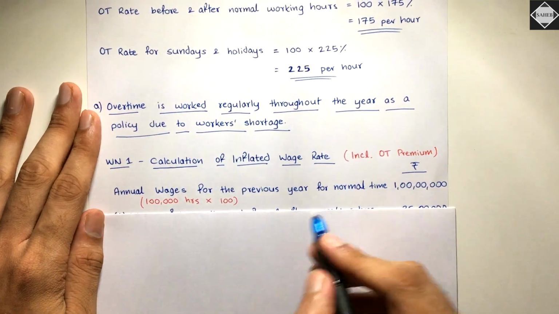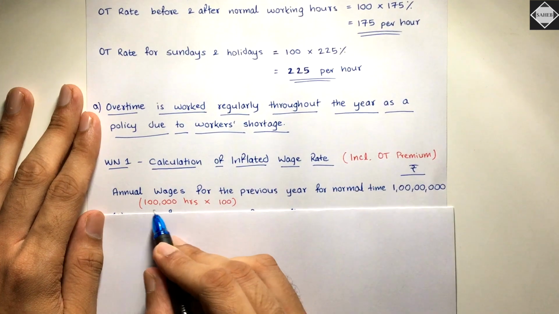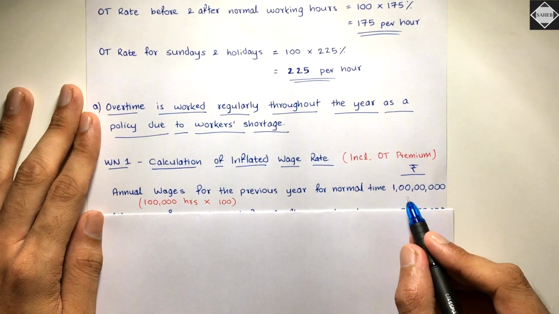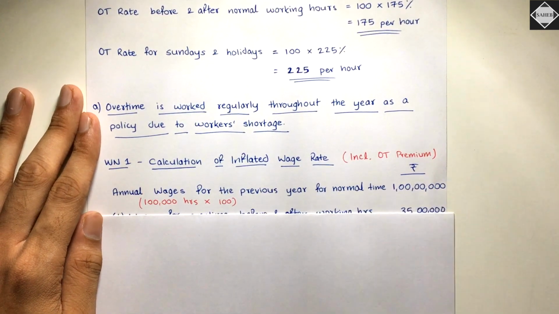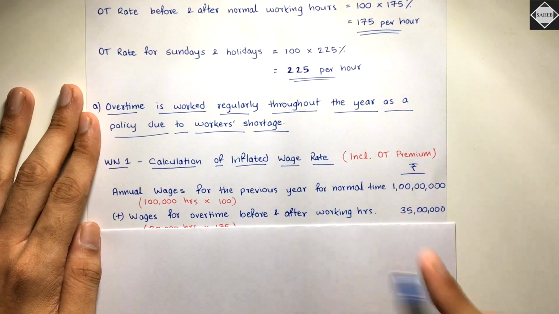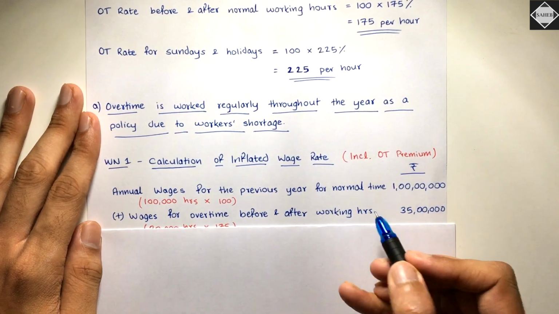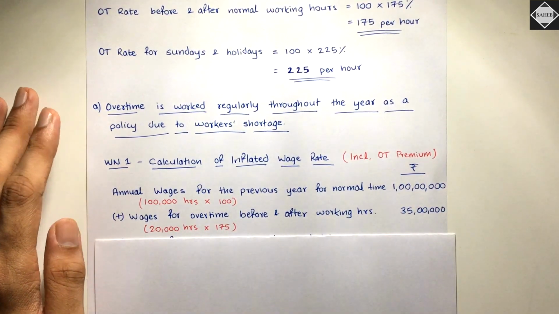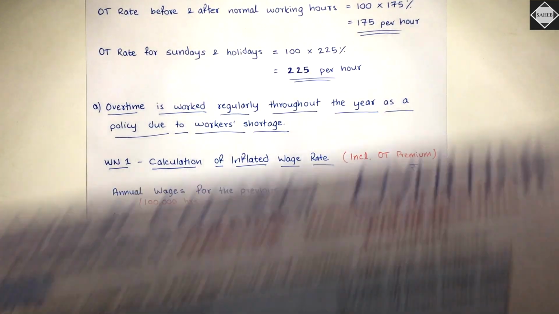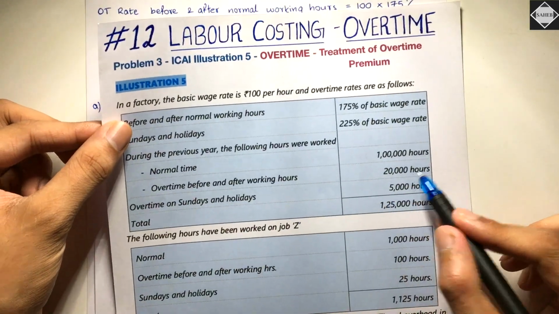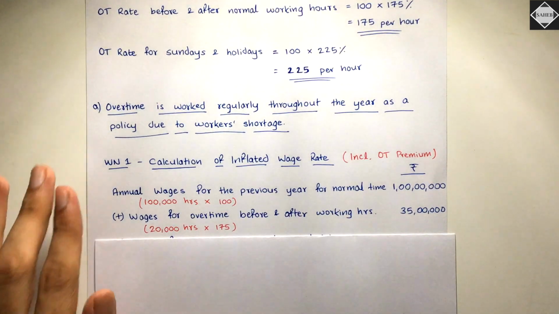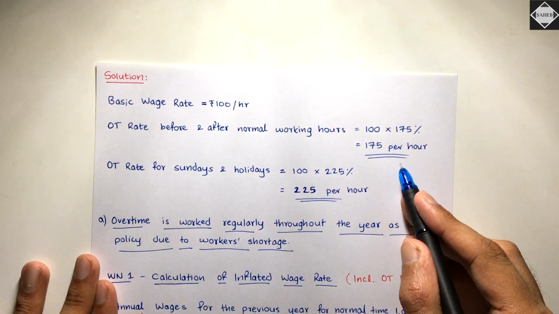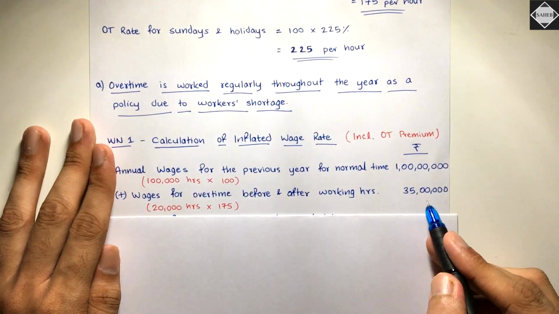Annual wages for the previous year for normal time, 1 lakh hours into 100 rupees per hour. Basic wage rate, right? So that's equal to 1 crore. And then you have to take wages for overtime before and after working hours. This is the weekdays overtime. 20,000 hours total were there in the previous year of this weekdays overtime, right? So we took that into which rate? 175. From where did we get 175? This thing, OT rate before and after normal working hours, 175. Just multiply, you will get 35 lakhs.